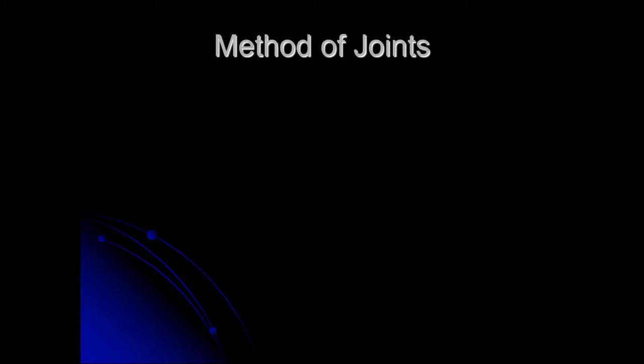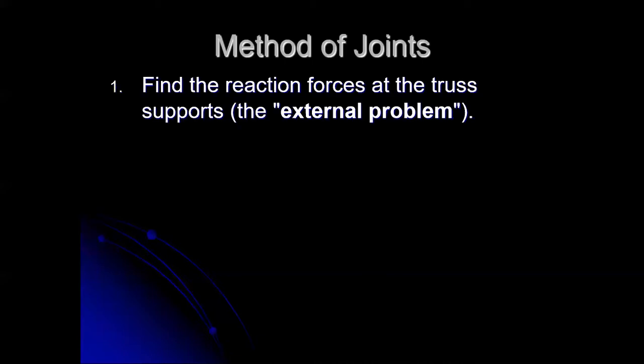So a little review on the method of joints. The procedure for the method of joints is to first solve what I call the external problem. And if you're still feeling a little shaky on the external problem, go back to lecture 12, watch that video, work through the examples there, make sure that it makes sense. Because if you screw up your solution for the external problem, all your work in doing method of joints is going to be wasted. So we've got to find those reaction forces at the supports.